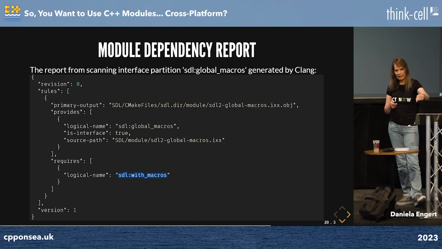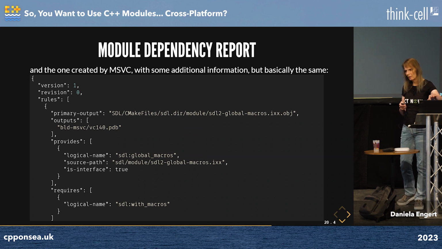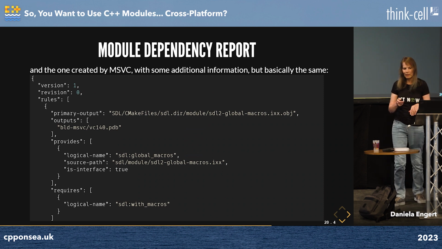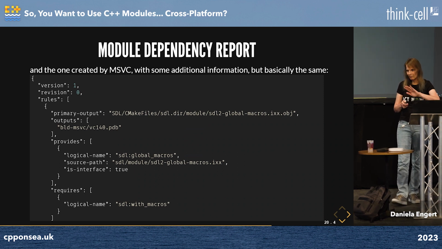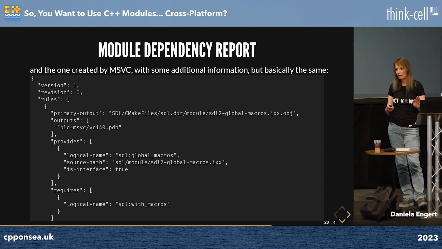This is the output from Clang. This is the output from MSVC. It's just the same at the parts that I've been showing you. It has some additional information that is not required for module dependency scanning. But besides that, these dependency reports are compatible between the implementations.